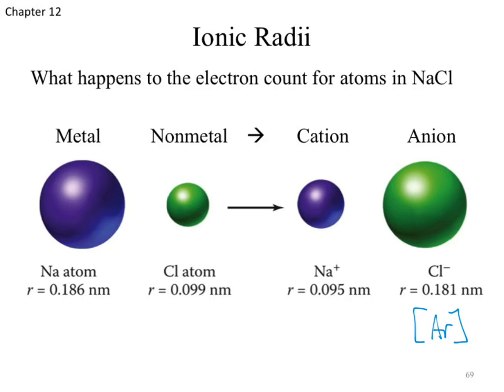Further away. So the radius ends up increasing when we go from a neutral species to an anion. We don't have enough nuclear charge to hold those electrons. Okay. That's it. Right.